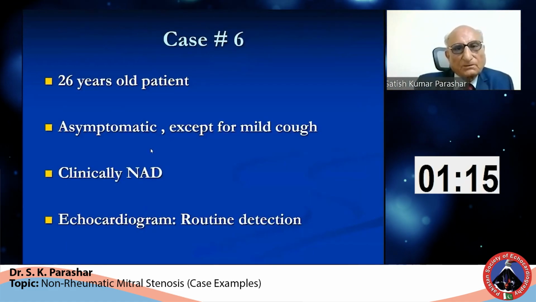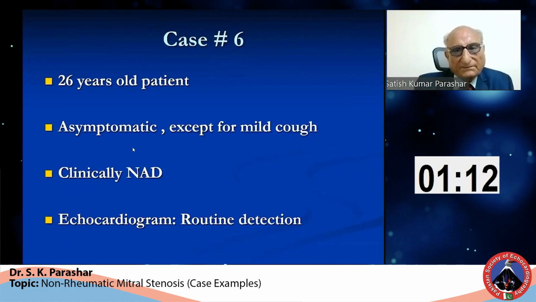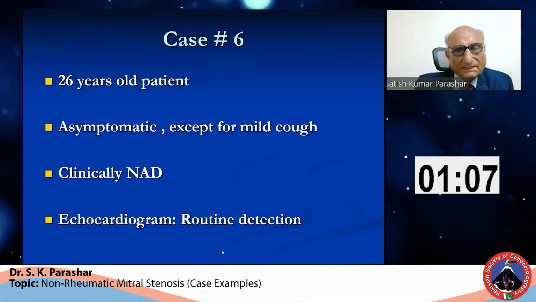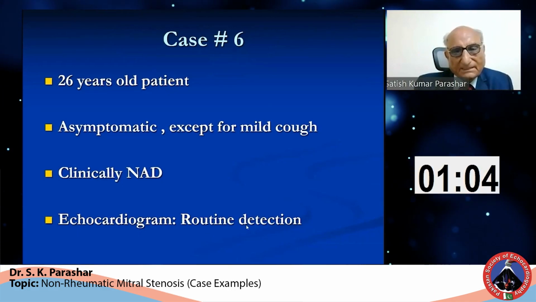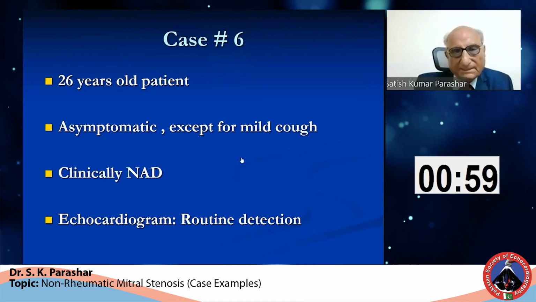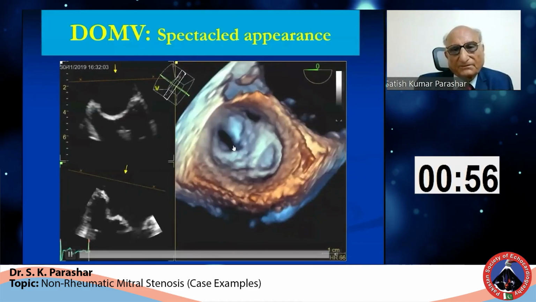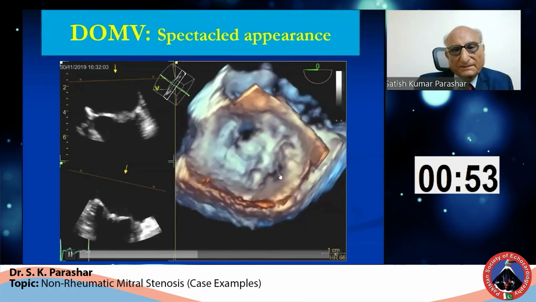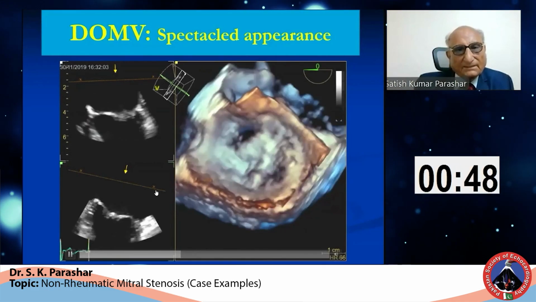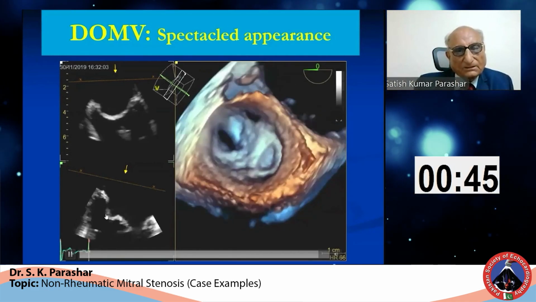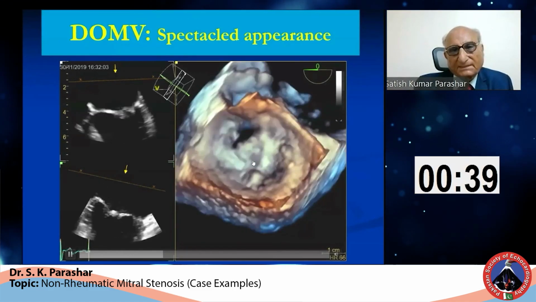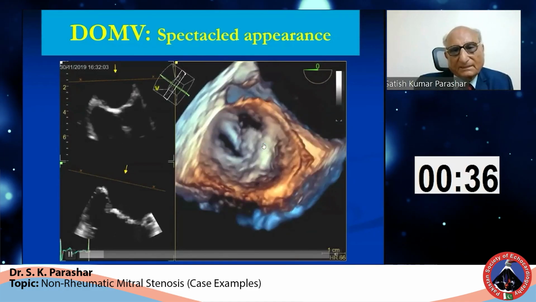Again, a 26-year-old patient, asymptomatic except for a mild cough, clinically NAD, and because of this mild cough she was referred for an echocardiogram. There we detected a double orifice mitral valve. You see, there are two orifices, one large and one small, separated by a fibrous band. You can also see the two mitral valve orifices here, and this gives you what is known as the spectacled appearance of a double orifice mitral valve.